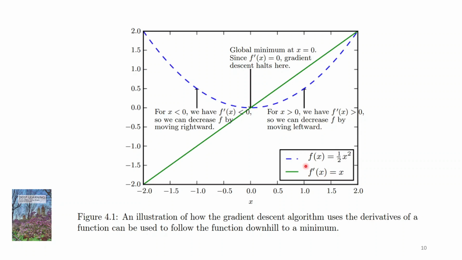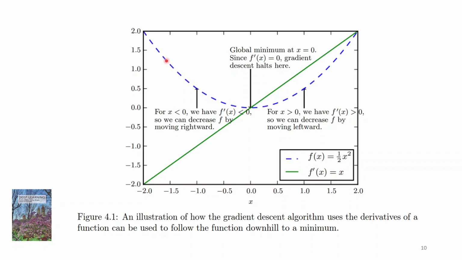I assume you have the experience of calculus. Then the derivative of this function is f prime x. It is just x. So we can draw x as the green line. So what does it mean? For every point on the curve, on its original function, say when x is around negative 1.5, then we can get its derivative. It is negative 1.5 because of the equation.